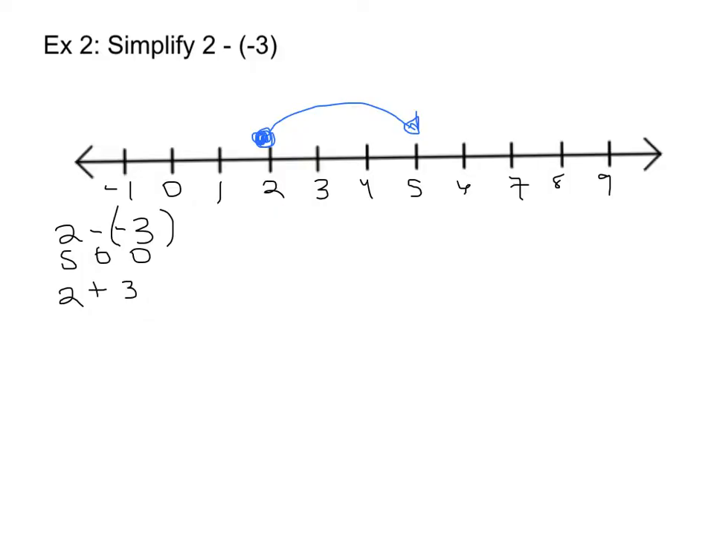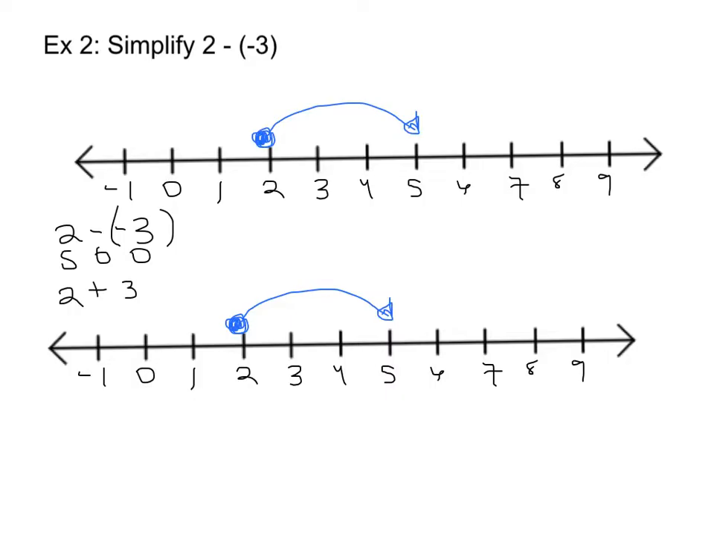Well, that one's really easy to show on the number line. So again, I wanted to start at the 2, and this time I wanted to go towards the 3 in the positive direction. And look, my number lines look the same.